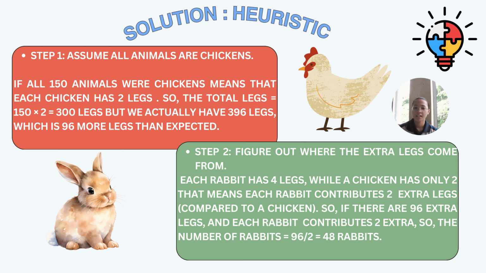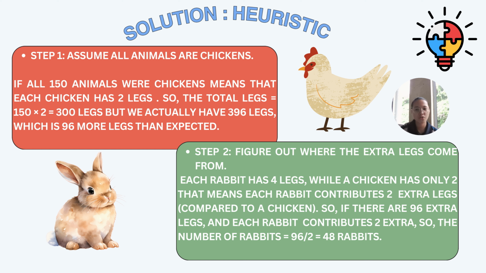And then let's go to the next step, which is step 2. We figure out where the extra legs come from, because we know the 300 is the legs of chickens. So the second animal that we have in the barn is rabbits. Each rabbit has four legs, while a chicken has only two.